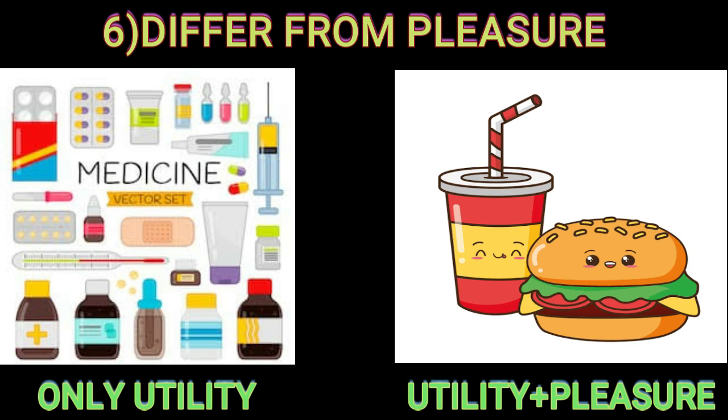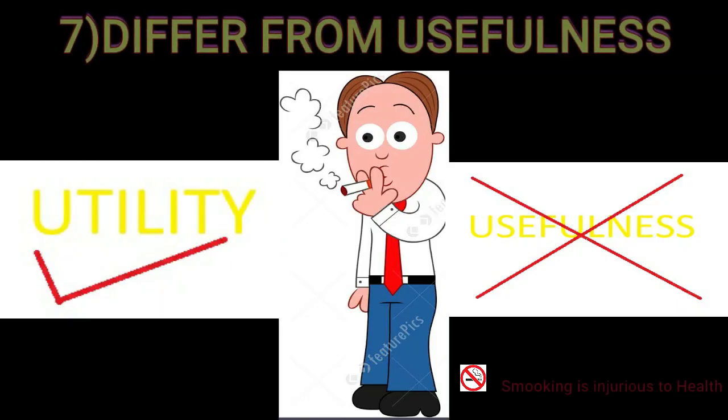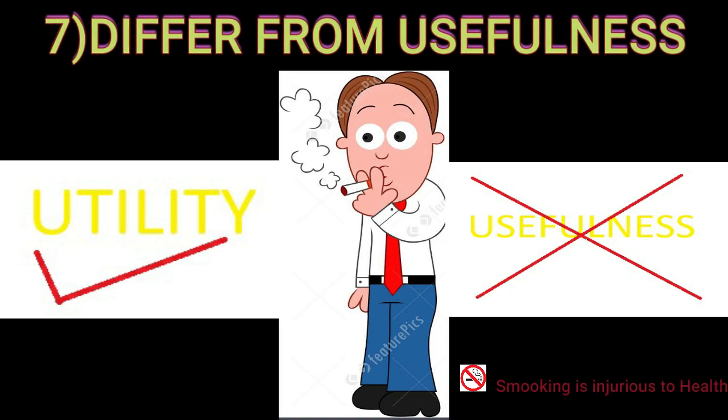Suppose you are ill, then your utility will be medicine or injection. But after taking an injection or medicine, you may not get pleasure, as you may get it by taking your favorite food like pizza, etc. And so this is different from pleasure. And the number 7 feature is utility is different from usefulness.